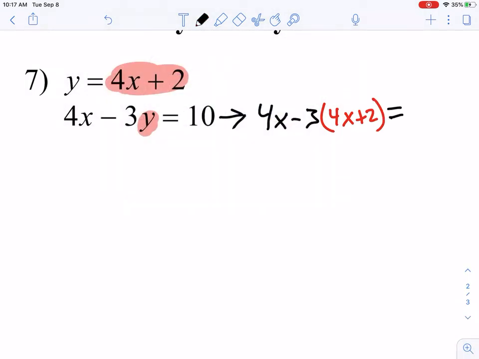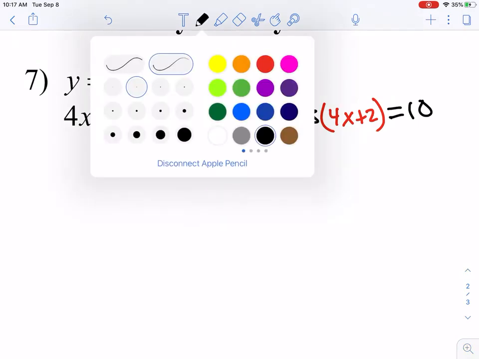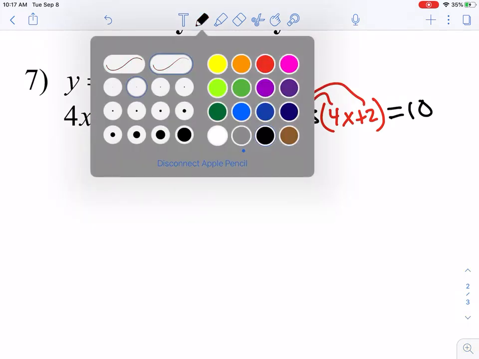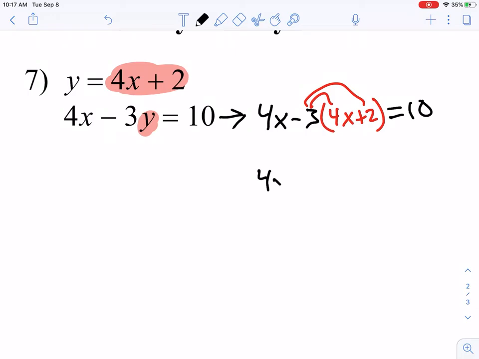And then I'm going to say equals 10. So now, just like we did in the warm-up, or at the beginning of this, I need to distribute 3 times 4x and 3 times 2. So I have 4x, because that didn't change, and then 3 times -3 times 4x is -12x. -3 times 2 is -6 equals 10.